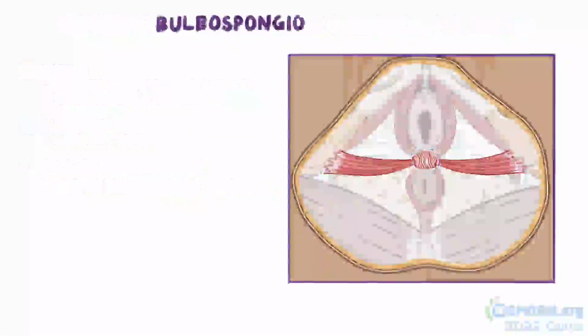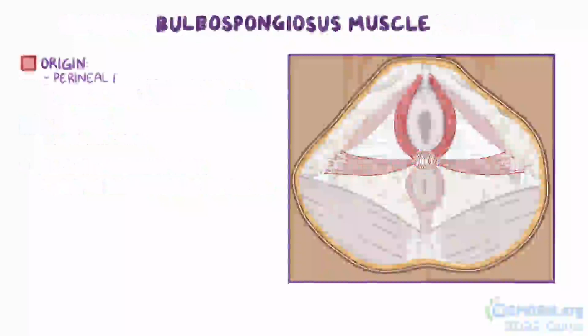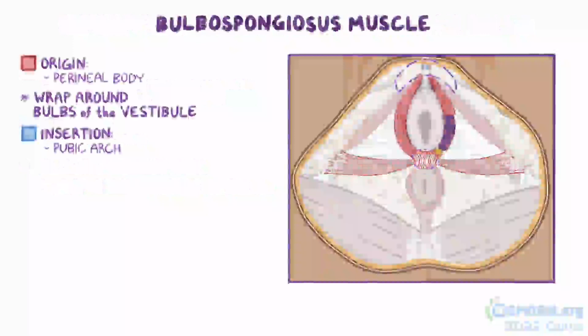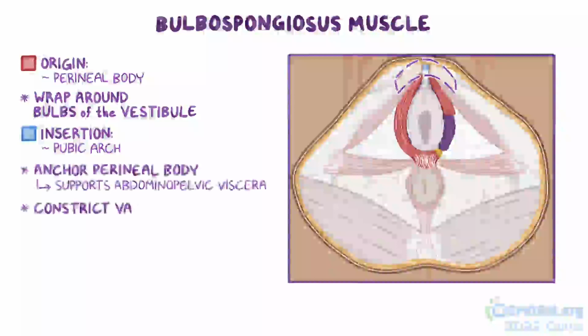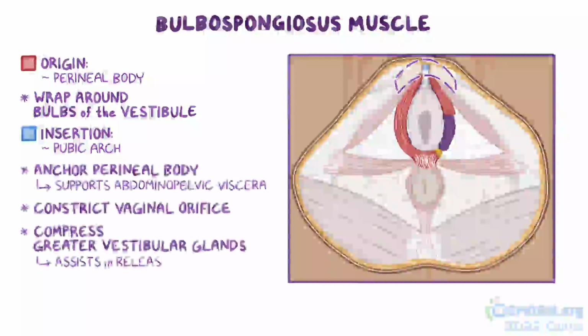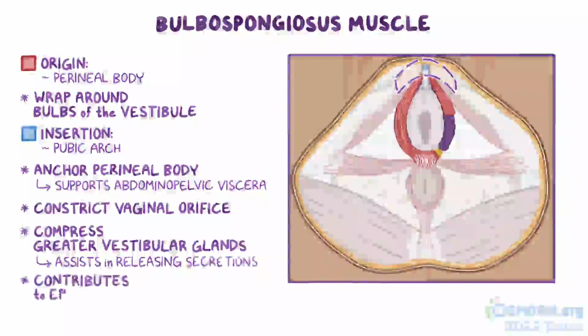Next are the bulbospongiosus muscles, which originate from the perineal body and wrap around the bulbs of the vestibule to insert into the pubic arch. These two muscles also anchor the perineal body, which supports the abdominopelvic viscera. They also constrict the vaginal orifice, compress the greater vestibular glands, which assists in releasing their secretions, and contribute to the erection of the clitoris.